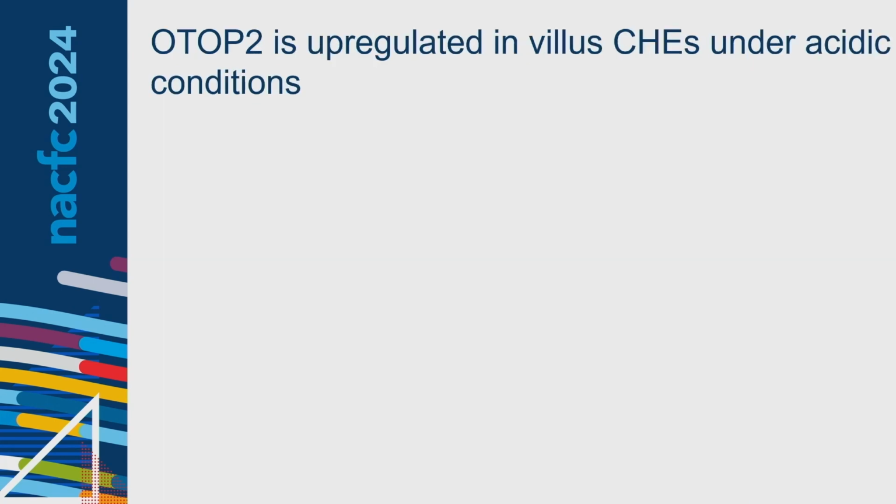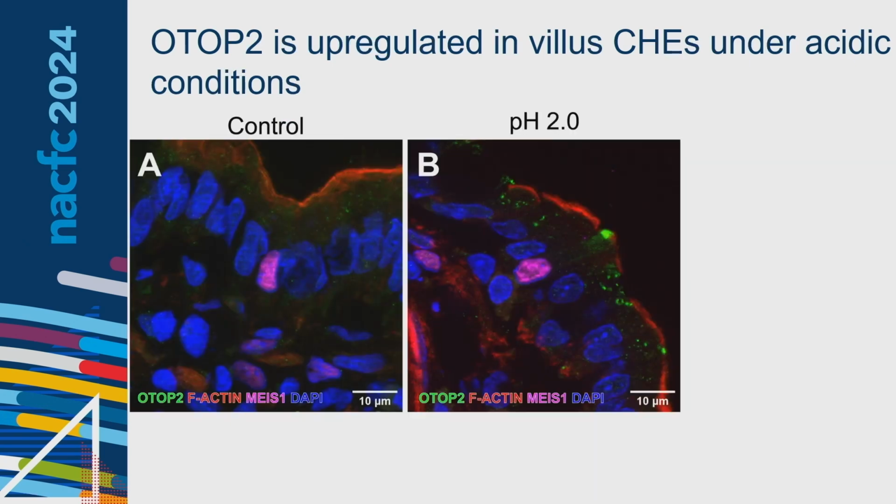So we looked at OTOP2 in vivo in the rat jejunum, where these cells are most abundant, under acidic conditions. And here you can see when we use neutral pH, there is no OTOP2 staining in any epithelial cells in the villi, but MICE1 is detected. But when you lower the pH, there's rapid upregulation of OTOP2 staining in the apical domain of these cells.